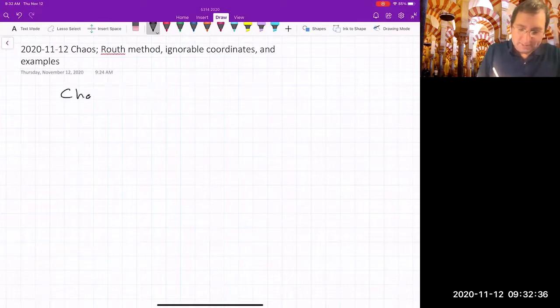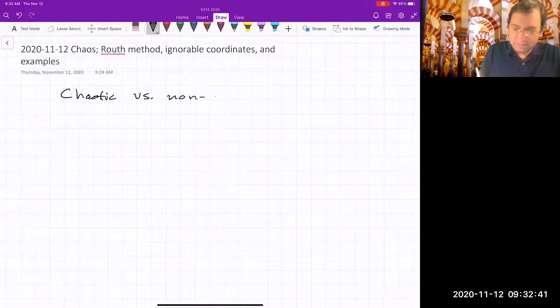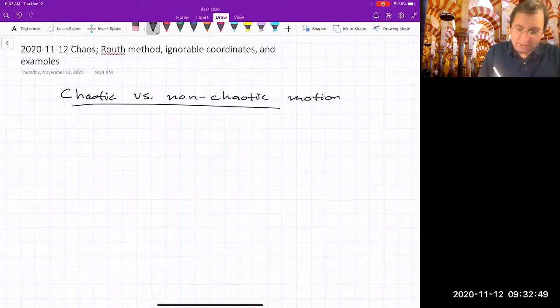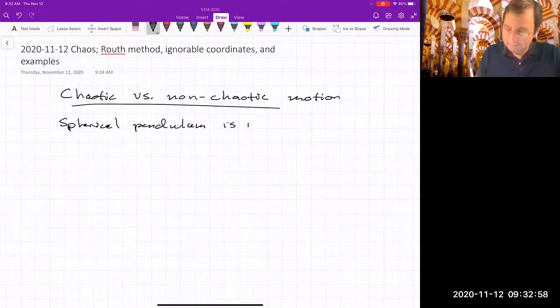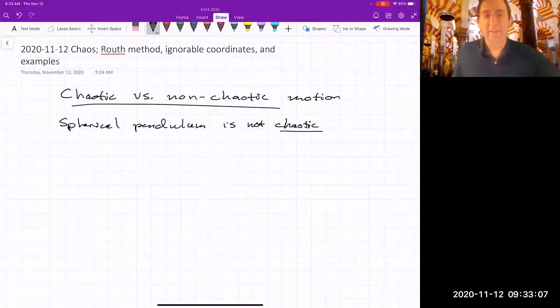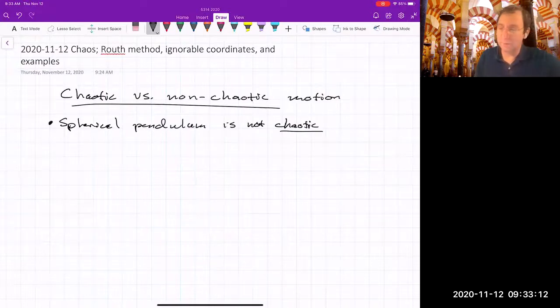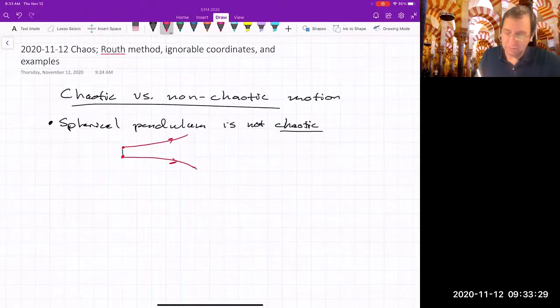But this is, you know, chaotic versus non-chaotic motion. The spherical pendulum is not chaotic, even though it might look complicated. And here we mean something specific that it's kind of hard to get into, but think of chaos as sensitive dependence on initial conditions. Meaning if I have two initial states and I'm measuring the distance between them, those two states will get far apart exponentially fast.